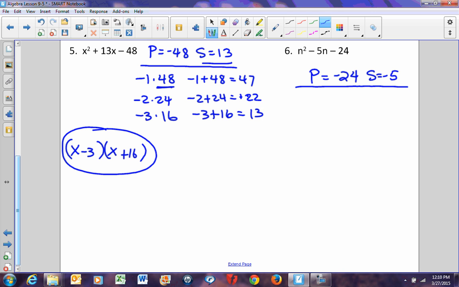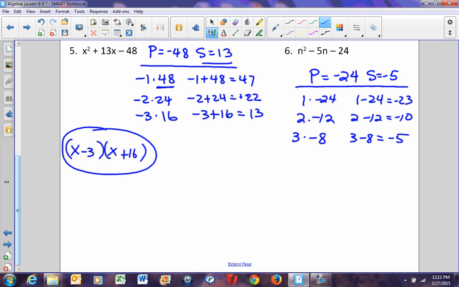So if I go, the larger of my two, positive 1 times negative 24. 1 minus 24, that's negative 23. 2 times negative 12. 2 minus 12 is negative 10. Okay. 3 times negative 8. 3 minus 8 is negative 5. There we go. There's my two numbers. So I know I need n plus 3 times n minus 8.